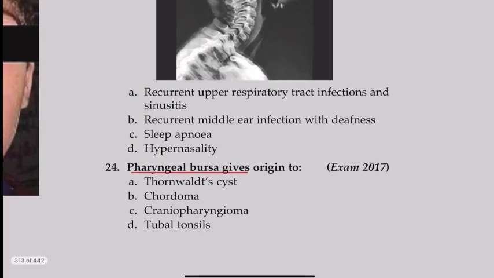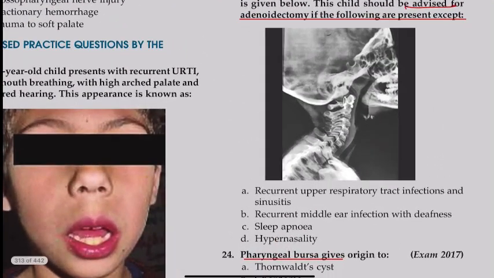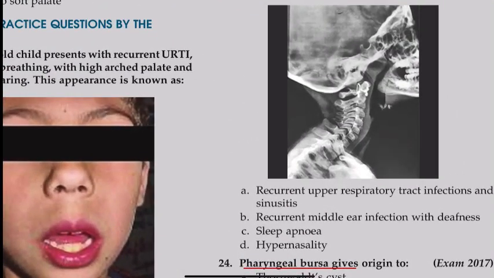Pharyngeal bursa, we have already said, right? Thornwaldt cyst, right? There will be persistent pharyngeal bursa, right? There will be blockage in the pharyngeal bursa, and at that time a pharyngeal bursa cyst will take place. So these are all the questions about our Thornwaldt cyst and adenoid hypertrophy.